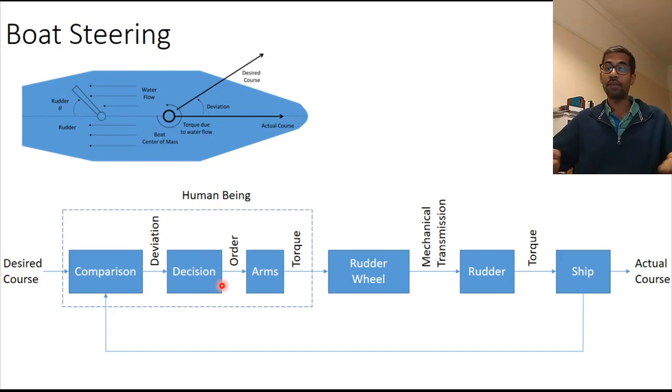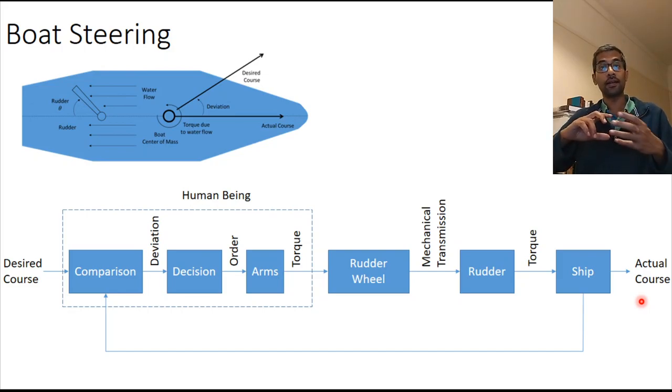Let's say he decides that the rudder needs to be turned anti-clockwise. So he turns the rudder wheel, and through some mechanical transmission, the rudder wheel turns the rudder. And as the rudder is turned, a torque is produced on the ship, and the ship goes closer towards the desired course. And as the actual course becomes equal to the desired course, the person who's controlling the rudder needs to keep making sure, and as soon as the actual course and the desired course are the same, he needs to turn the rudder back to the neutral position, right?